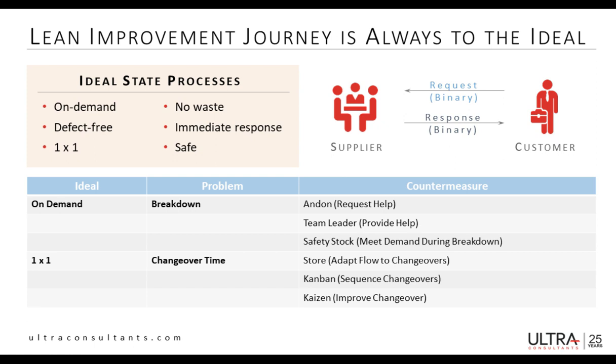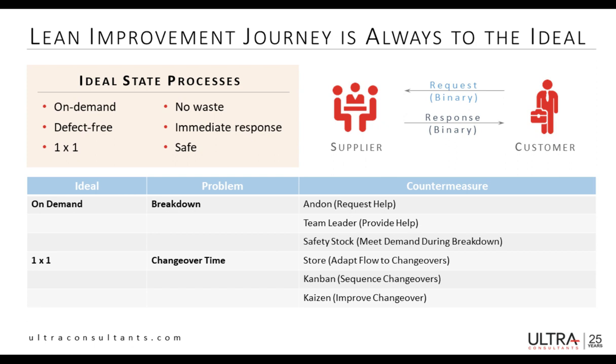Looking at lean tools as countermeasures, there's a little table here that gives a couple of examples. For example, I have an ideal state of 1-by-1 production, but I'm unable to achieve it because I have long changeover times. That's my problem. So what countermeasure do I put in place to deal with that? I might create a store, an inventory accumulation point, to account for the fact that I'm going to be down and unable to produce while I'm having this long changeover.